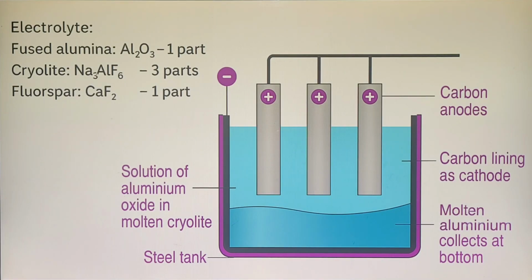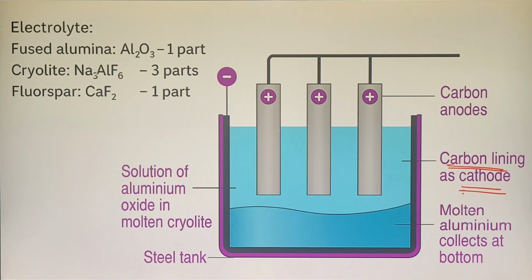Once again, I have an electrolyte. What is the electrolyte that I have used? I have used alumina, cryolite, that is Na3AlF6, and fluorspar. These are the three things that I'll be having. Can you see here? My whole container is a carbon lining and it has been made the cathode. It is attached to the negative terminal. So my whole container is lined with carbon. Please remember it: the whole container has been lined with carbon and it becomes the cathode.